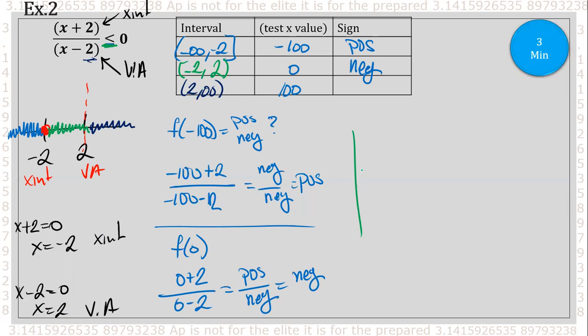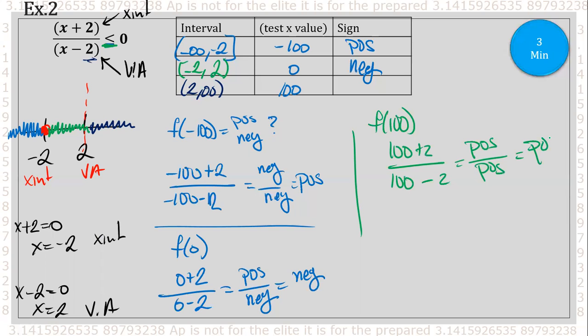And the last one says when the function is evaluated at 100, so the test value was 100. And if I substitute, I get 100 plus 2. I know some of us can do it in our heads really quick. That works the same way. So 100 plus 2, that is positive. And the 100 minus 2 is still positive, right? Which all of this simplifies to positive.